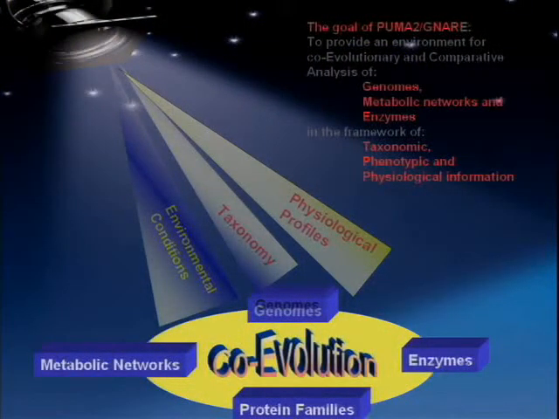So having all this in mind, we started to build the integrated information system. And my group built the PUMA2 NER system to provide an environment for co-evolutionary, as we decided, and comparative analysis of genomes, metabolic networks, and enzymes in the framework of taxonomic, phenotypic, and physiological information. And the reason why we did it is because we really want to understand the logic of the organism. Without understanding of the logic of the organism, it will be very difficult to interpret the events of molecular evolution.